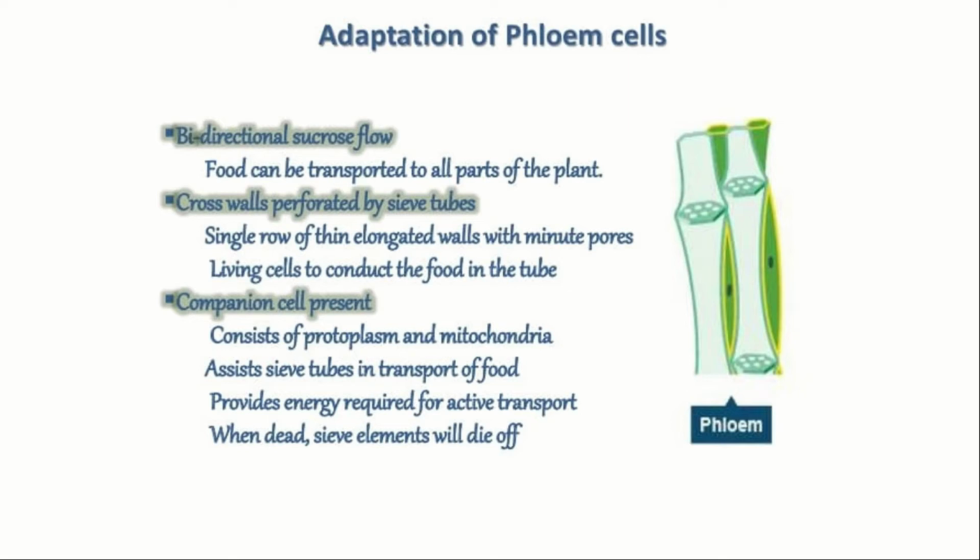Companion cell is present. It consists of protoplasm and mitochondria. It assists sieve tubes in the transport of food and provides the energy required for active transport. When dead, the sieve elements will die off. So these are the adaptations of phloem cells.